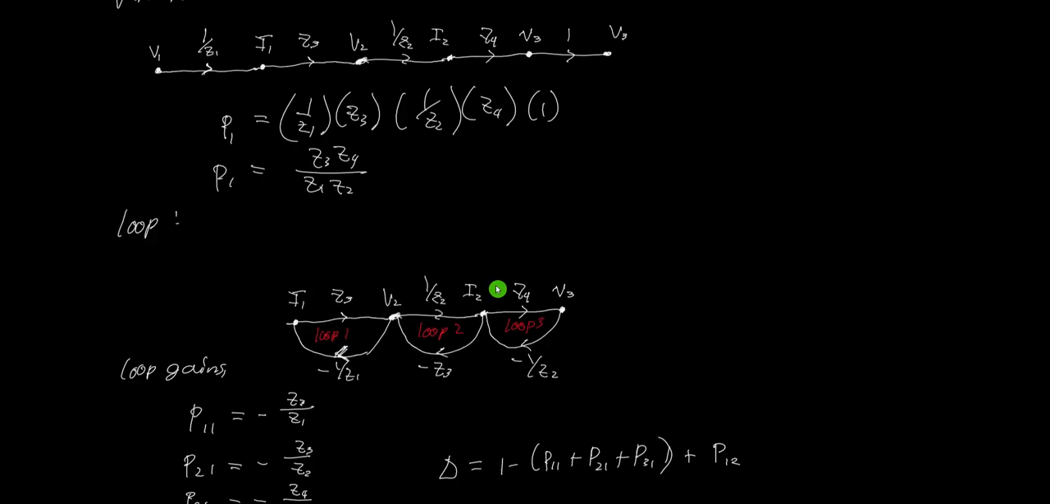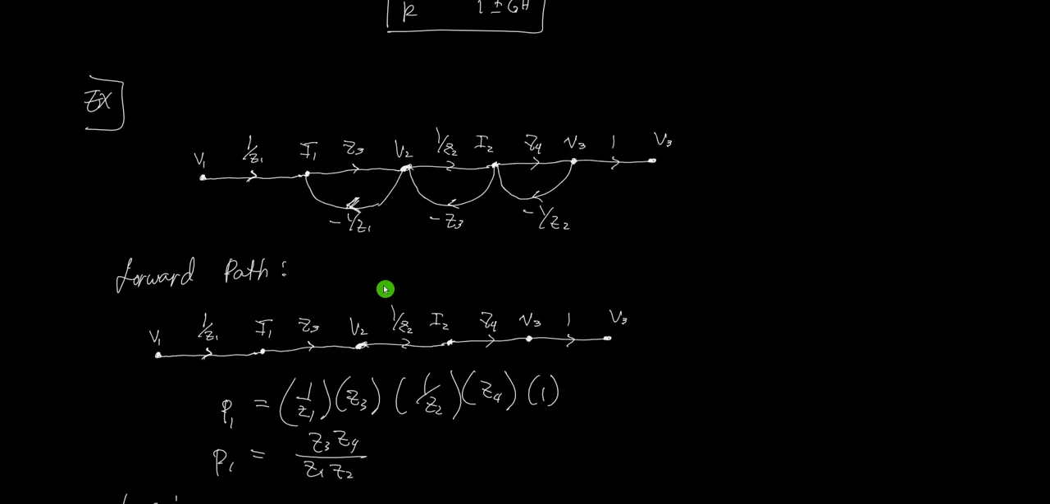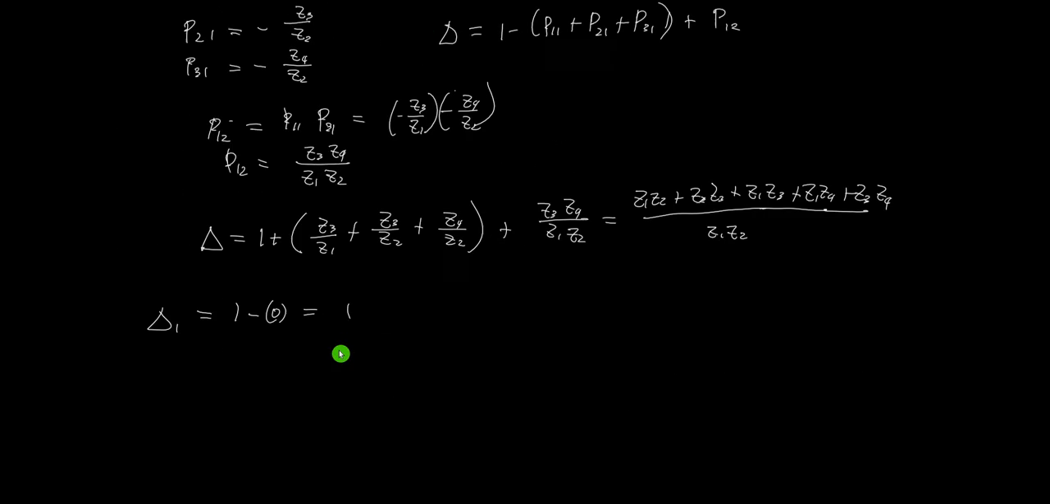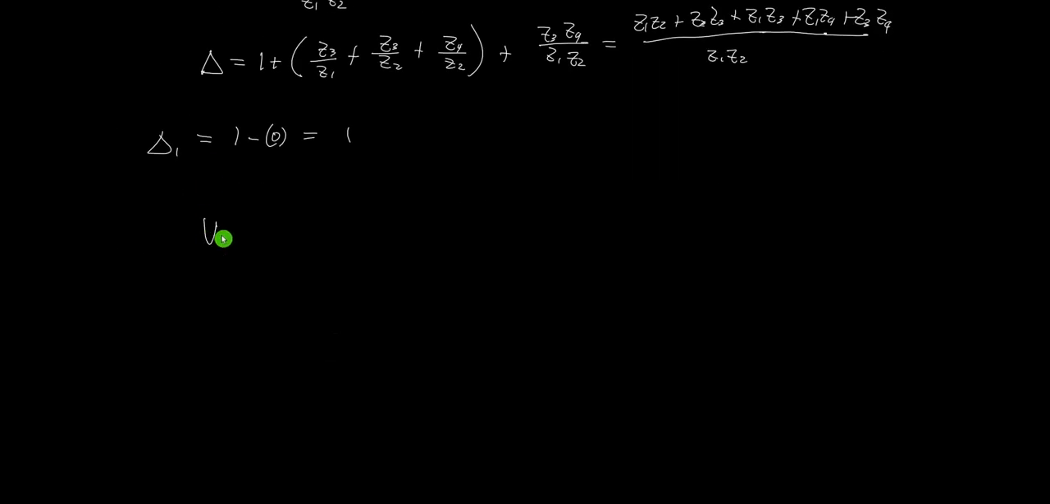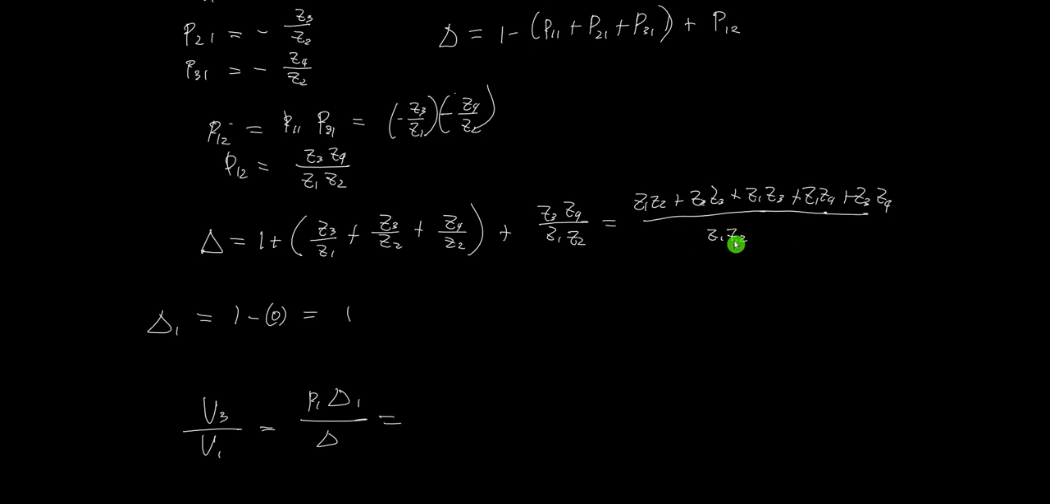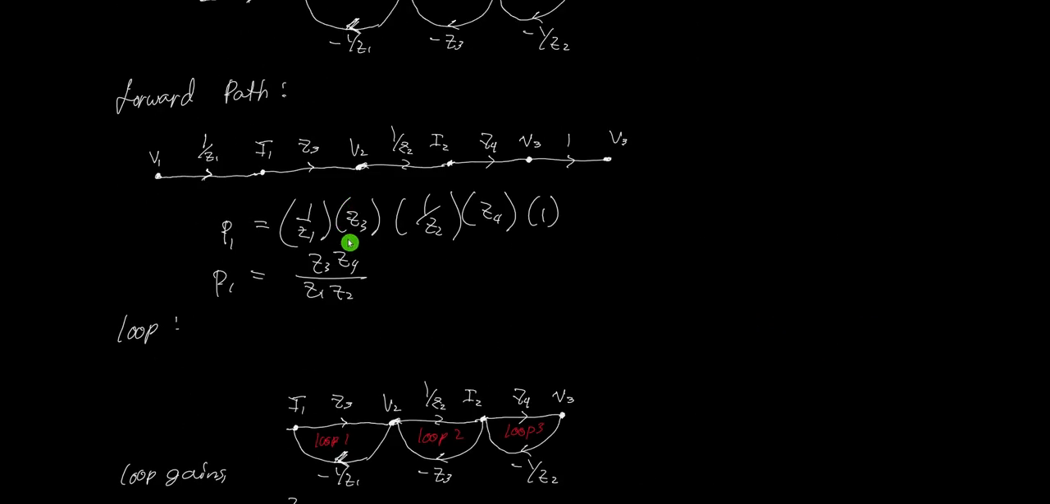Then we can now solve for our transfer function, C over R. Our C here is V3 and our R is V1. So solving for V3 over V1, it is just equal to P1 times delta 1, divided by delta, because we only have P1 and delta 1. What is our P1? P1 is Z3 over Z1, Z2, which you multiply with this one.